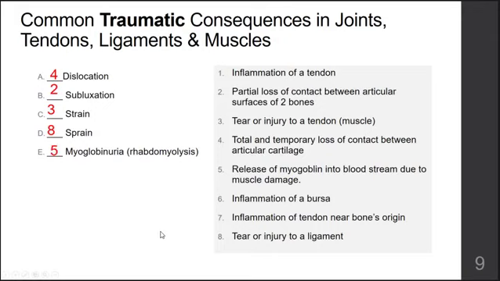Next up, we have myoglobinuria. This involves the release of myoglobin into the bloodstream due to severe muscle damage. Myoglobin is a red protein that contains heme that carries and stores oxygen within muscle cells. And it's actually very similar structurally to a subunit of hemoglobin. But when this gets released into the blood, the problem here is that it will end up being excreted in the urine, but it's very toxic to the renal tubules and can lead to acute renal failure in these instances.